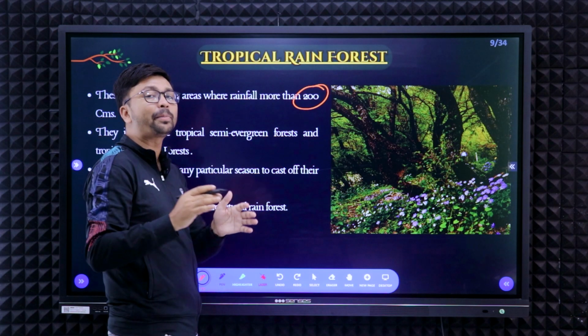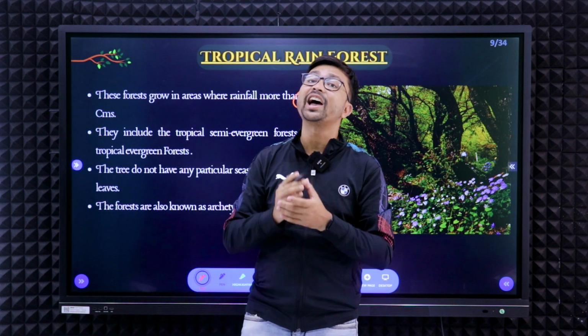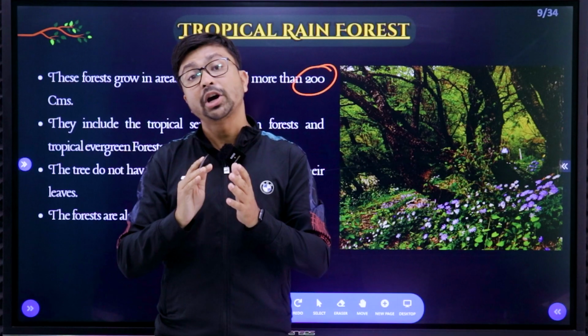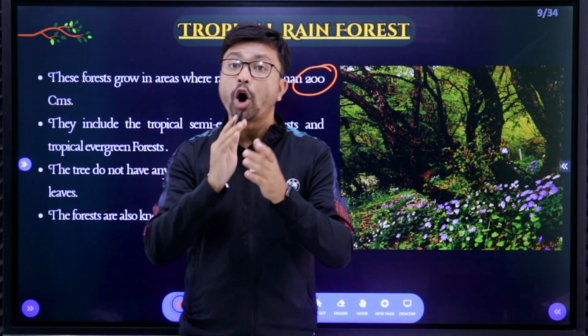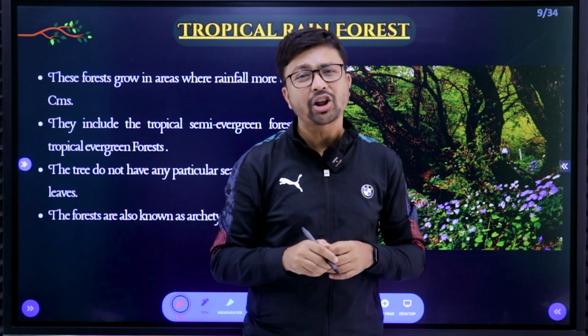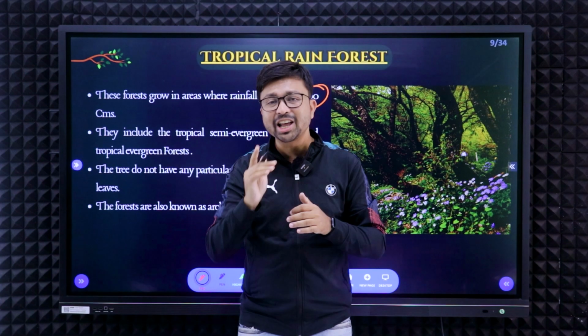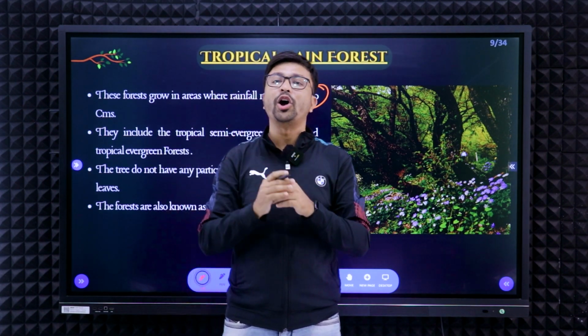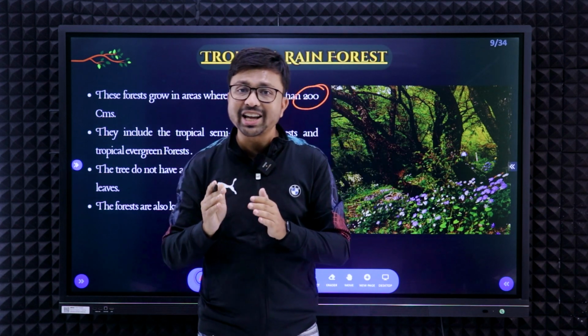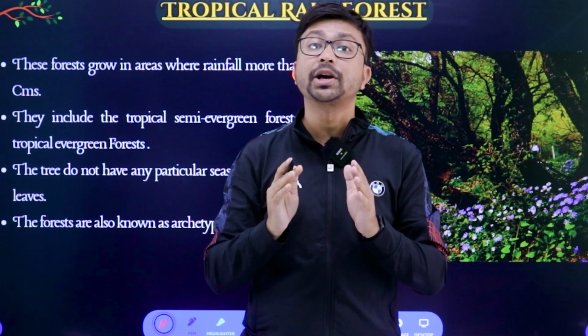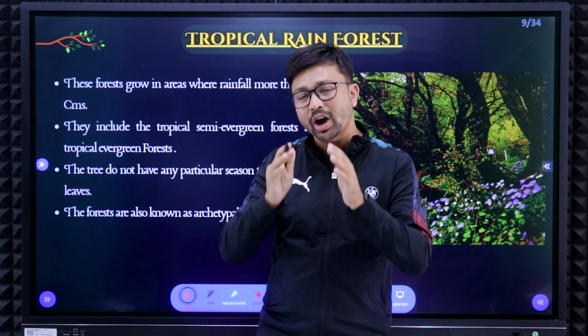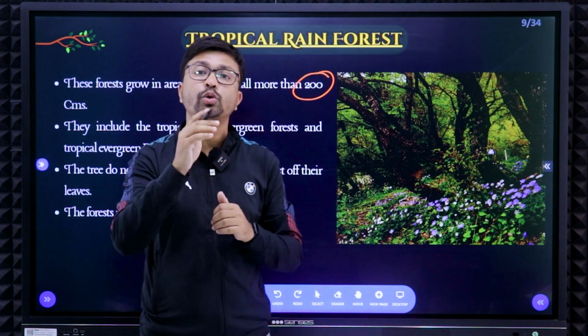And this type of vegetation is also called evergreen vegetation. Why? Because it doesn't shed its leaves all together. Remember, mark the term all together. It sheds its leaves, but not all together. So it partially sheds its leaves throughout the year. Why? Because there is no season change. Throughout the year there is high temperature as well as high rainfall. So that's why these trees look green throughout the year.